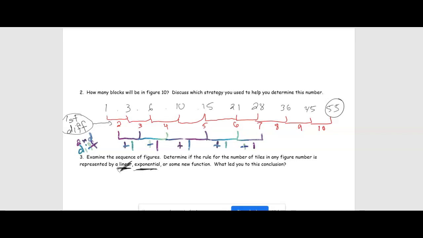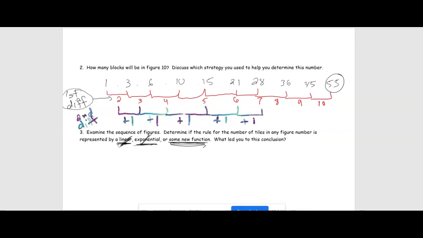Exponential, I think we all remember that yesterday. You're multiplying by the same thing over and over and over again. That pretty clearly is not happening. What we have here is a new function. So we haven't defined it yet. You're going to do that now.